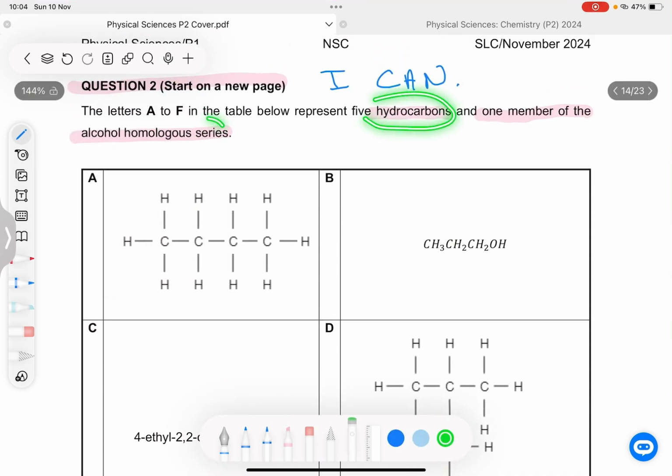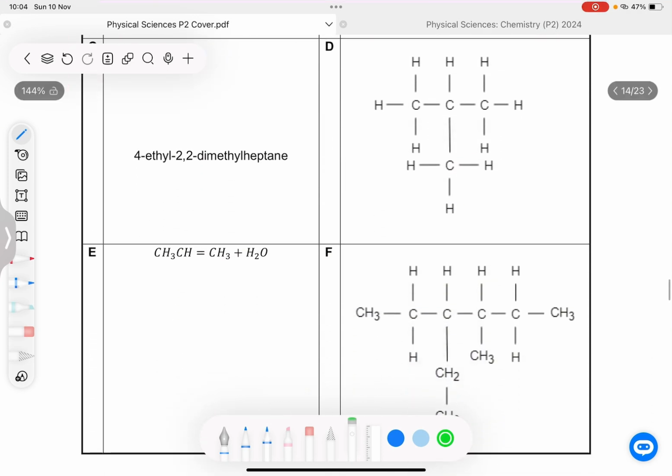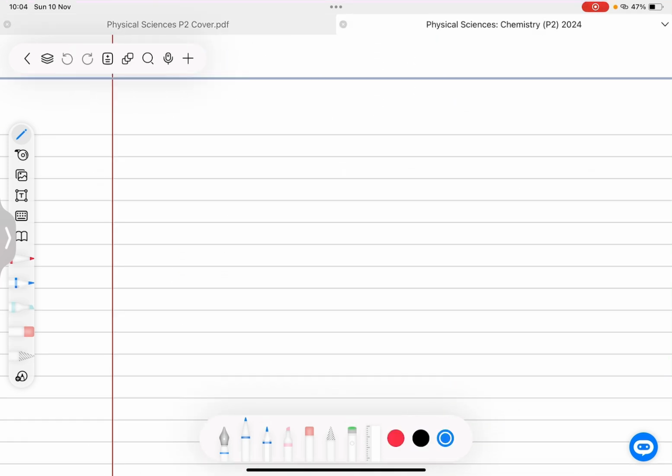Oftentimes the question paper also guides you. If they start telling you about terms there, you are most likely going to be asked to define them, or maybe to draw organic compounds of those terms. So the first part of this question would be us going to define this. So this is question 2.